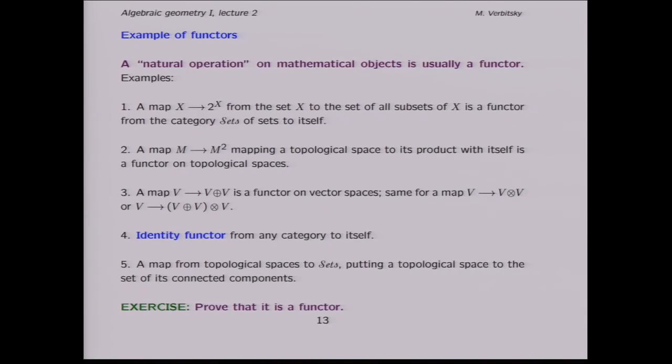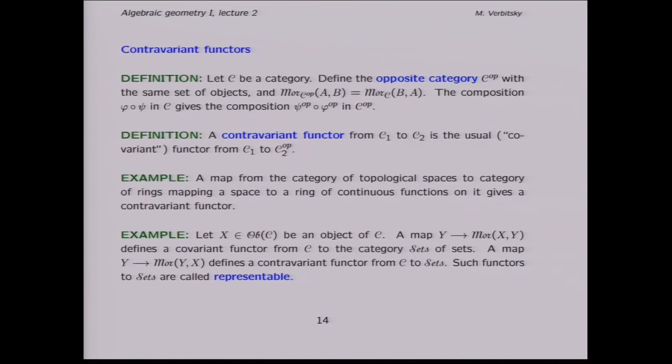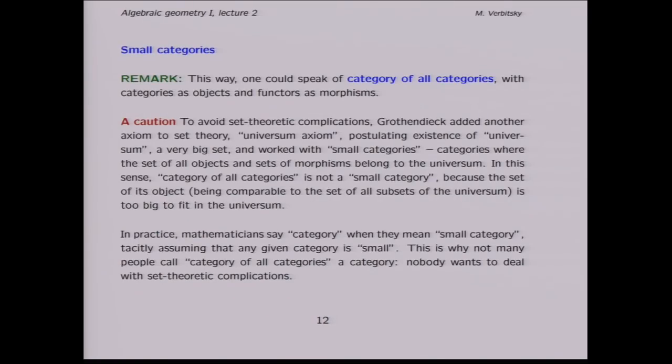So this was functors. Anyway, let me tell you about these set theoretic problems which you mentioned. The functors define morphisms on categories, but the problem is that the category of all categories is not a category, just as the set of all sets is not a set. It's a class. This is a set theoretic problem, which is sort of hard to resolve.